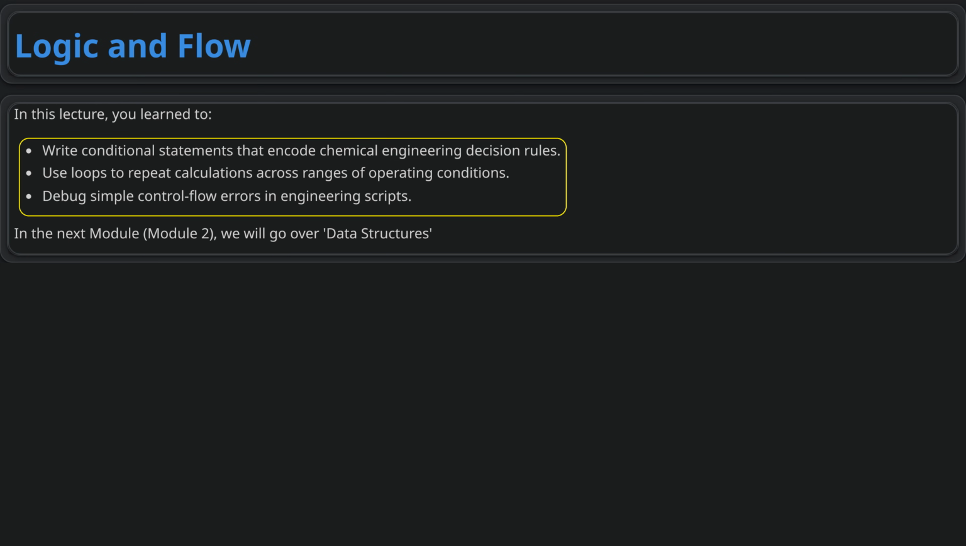In this lecture, you learned to write conditional statements that encode chemical engineering decision rules, use loops to repeat calculations across ranges of operating conditions, and debug simple control flow errors in engineering scripts. In the next module, Module 2, we will go over data structures.